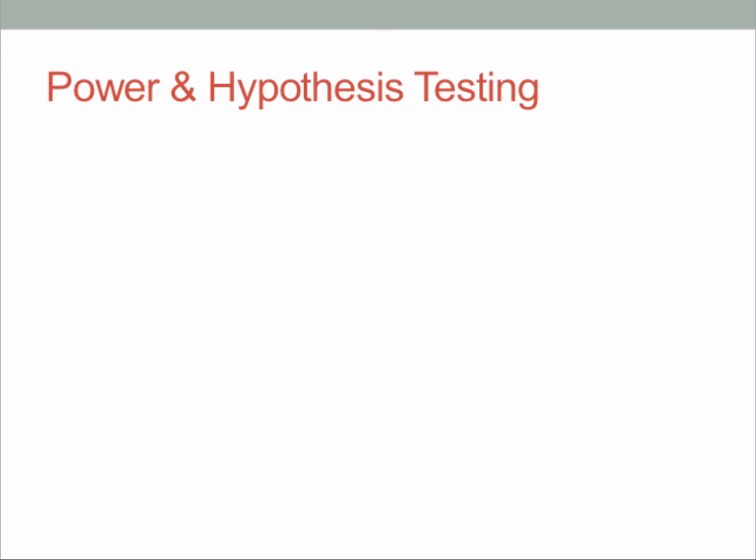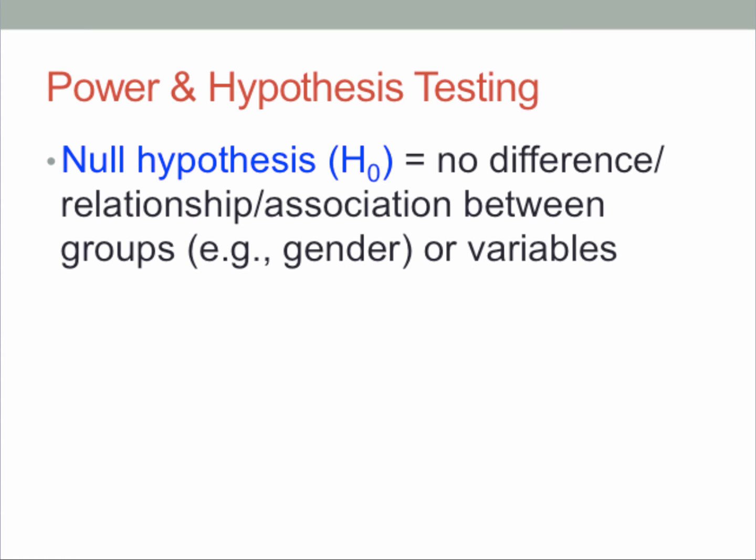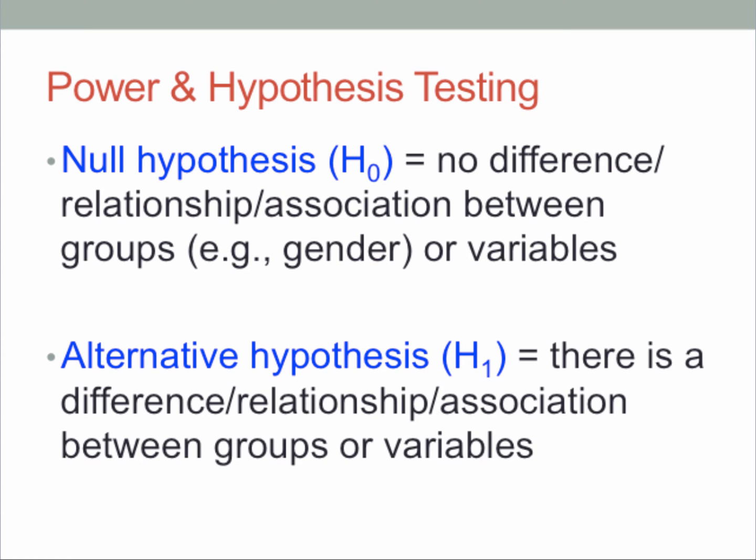So let's take a look at how power works within hypothesis testing. If we recall, last week we talked about different types of variables. Two of our main effects variables, right, are our independent and our dependent variable. We have a null hypothesis, which posits that there are no differences between groups, no relationships or associations between variables.